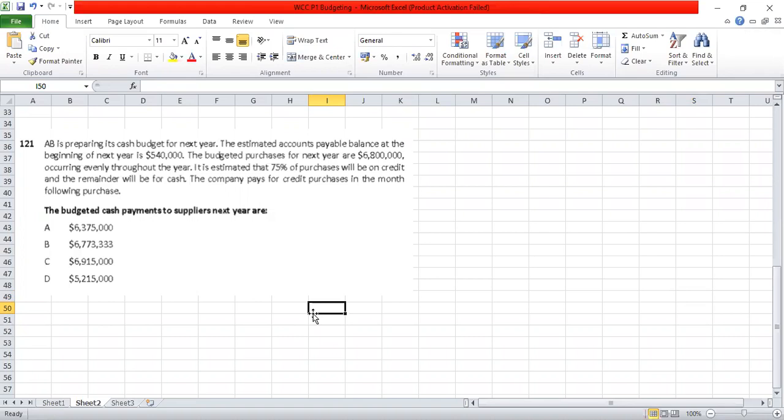The estimated accounts payable balance at the beginning of the next year is 540,000. The budgeted purchases for next year are 6,800,000, occurring evenly throughout the year. It is estimated that 75% of purchases will be on credit, and the remainder will be for cash. The company pays for credit purchases in the month following purchase. The budgeted cash payments to suppliers next year are.